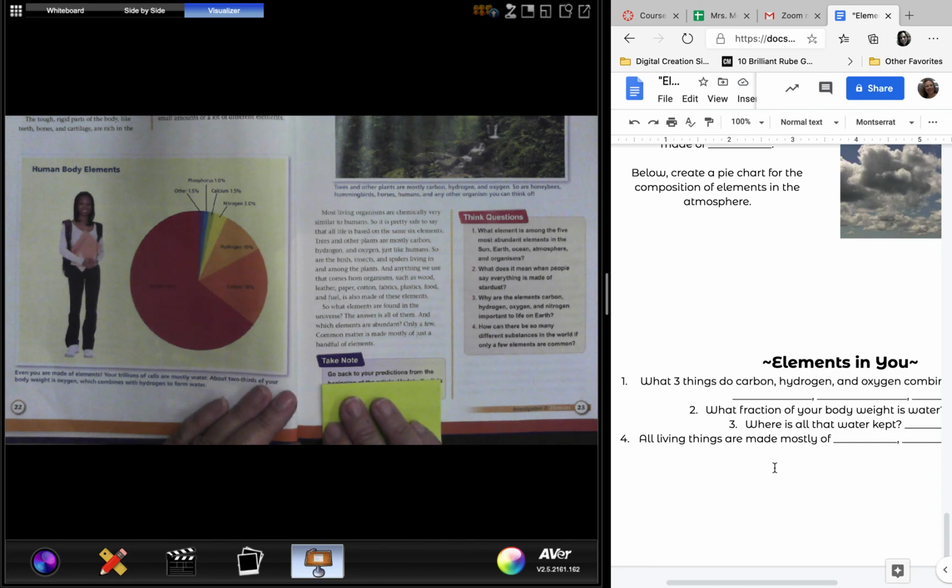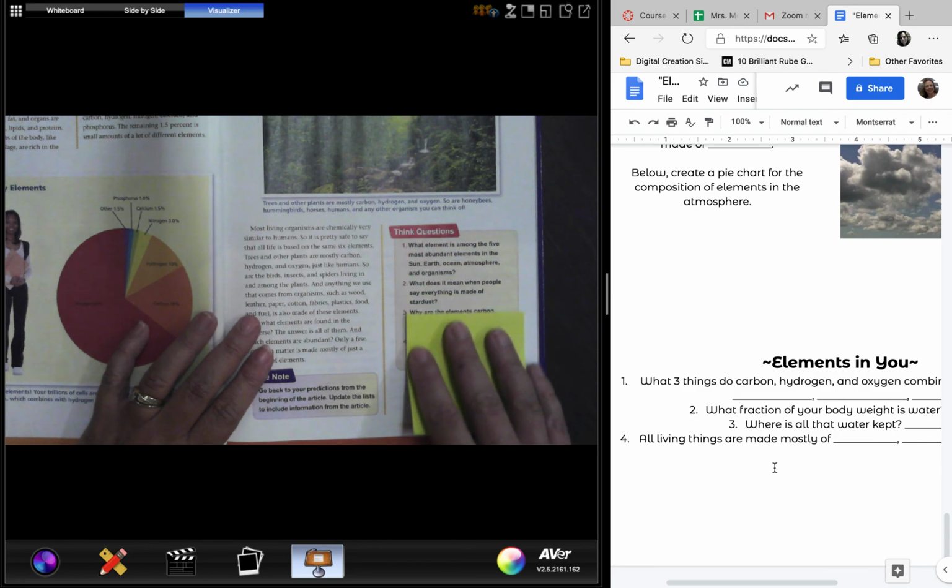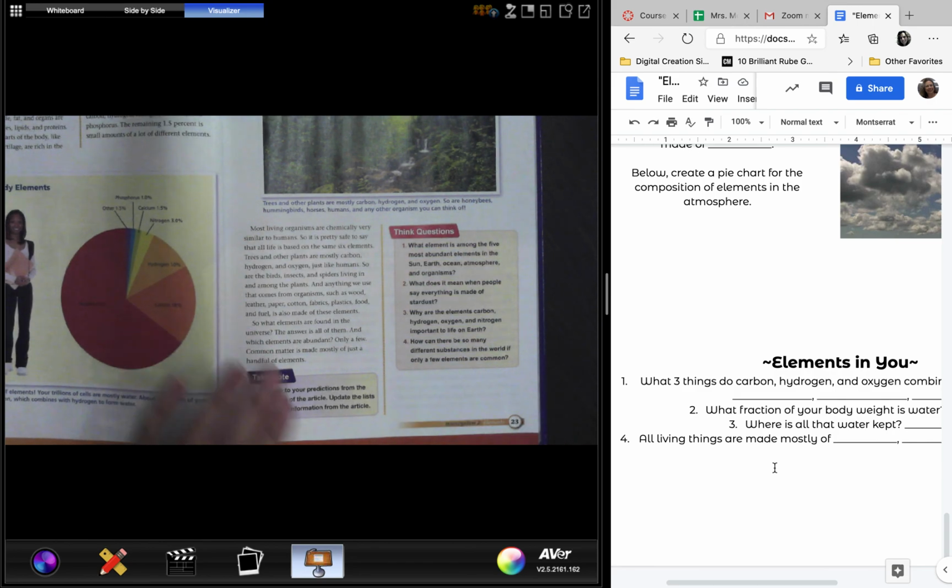Go back to your predictions from the beginning of the article. Update the list to include information from the article. Take a close look at the think questions here and pause. These think questions are going to be used in the quiz following these notes. So long.